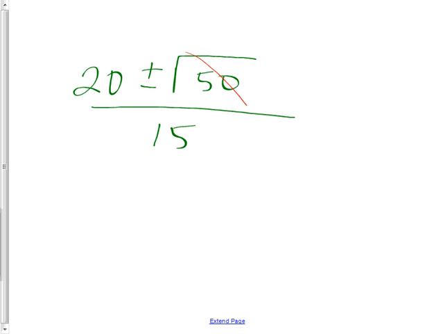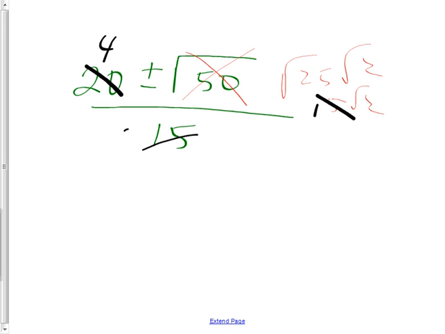All right, this one I hope you thought of 25. 25 times 2, that's 5 root 2. That's the easy part. And this next part isn't that bad either. Just got to go, what goes into all of them? 5. 5 goes in here 4 times, 5 goes in here once, and 5 goes in here 3 times. 4 plus or minus root 2.